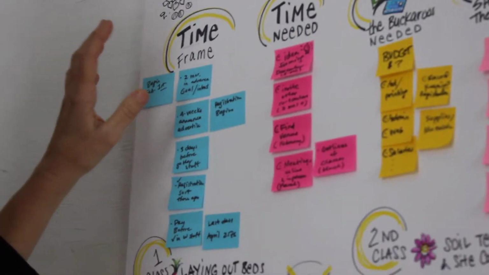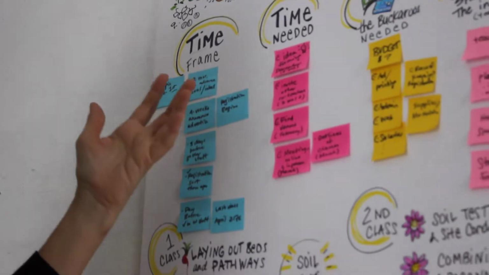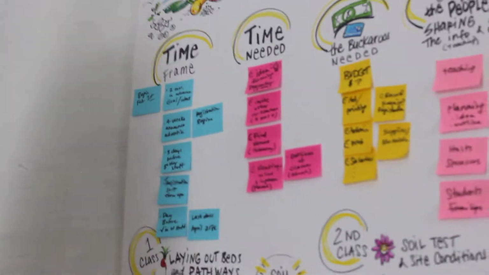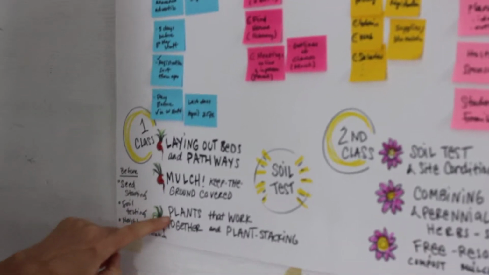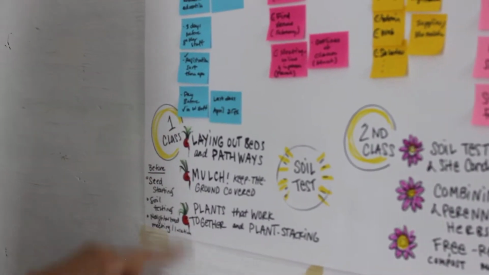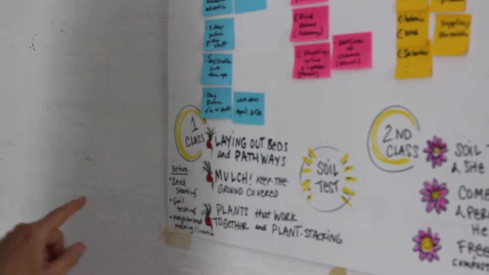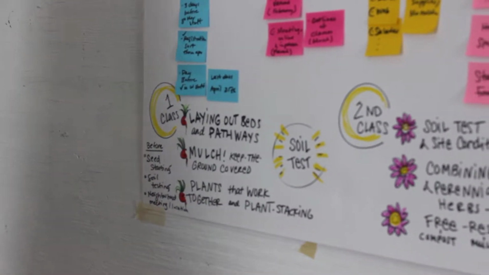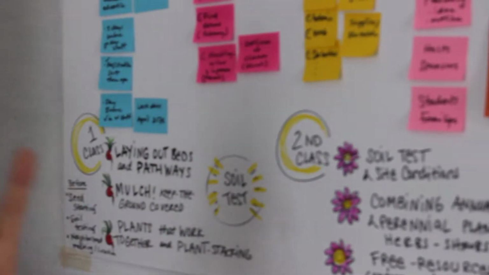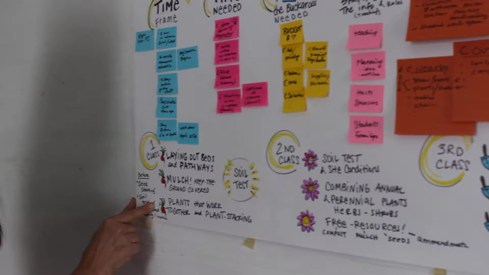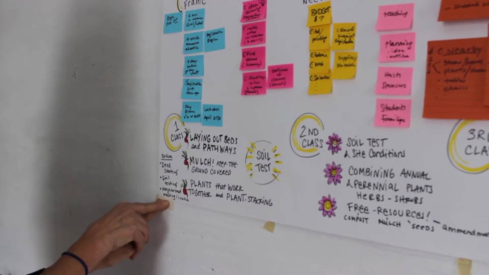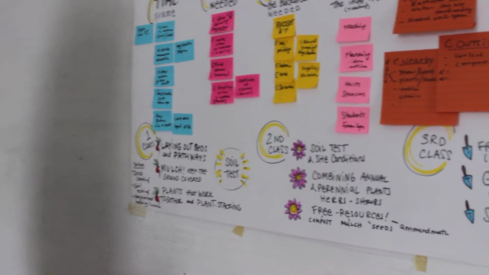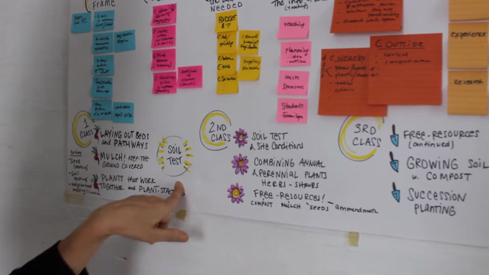First of all, I had already created the outline of the program, and I had all these great things that we were going to teach: laying out the beds and the pathways, mulching, keeping the ground covered, plants that work together, and plant stacking. Oh, but wait a minute, then there was even this part right here. Before, it's like seed starting. What about that? Soil testing. And then neighborhood meeting and location. Where are we going to put this garden? And then, of course, the soil test.